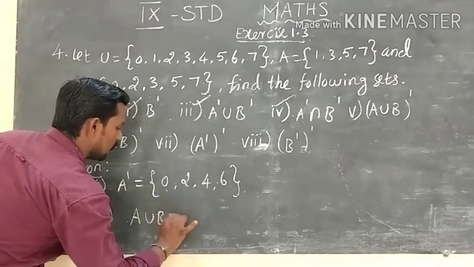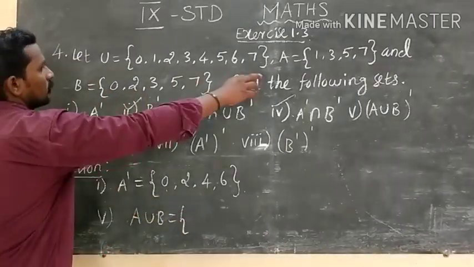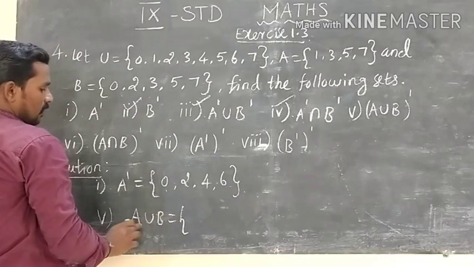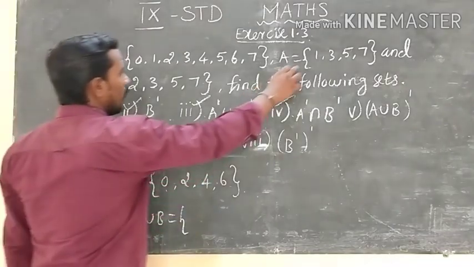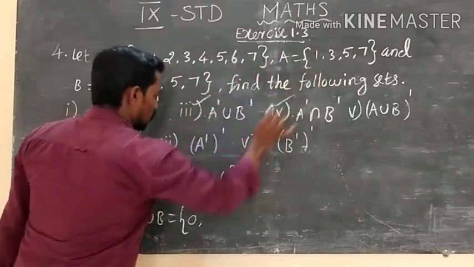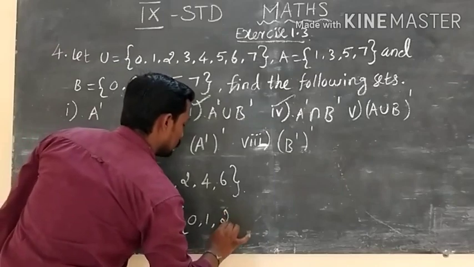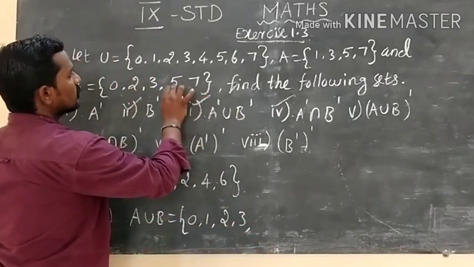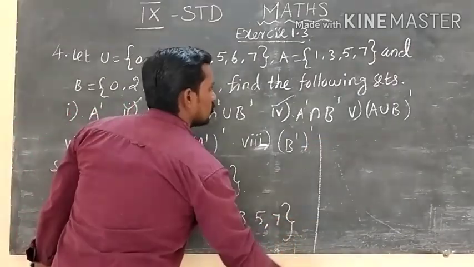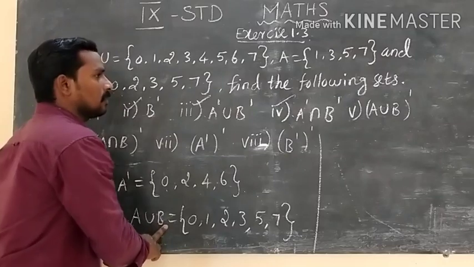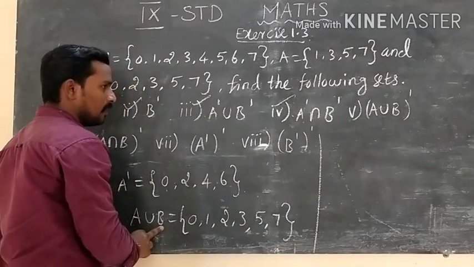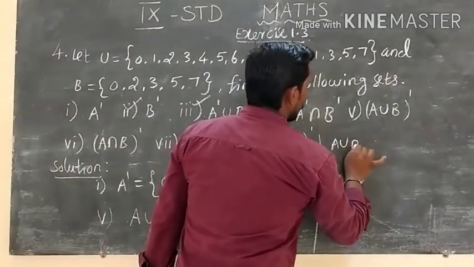A union B: first find A, this is A, this is B. So join together and write the set value of A union B, in ascending order, comparing both sets A and B: 0, 1, 2, 3, 4, 5, 7. That's all. This is A union B. Why am I finding this A union B? Last time we found A union B the whole dash directly. So first find A union B, then find A union B the whole dash.